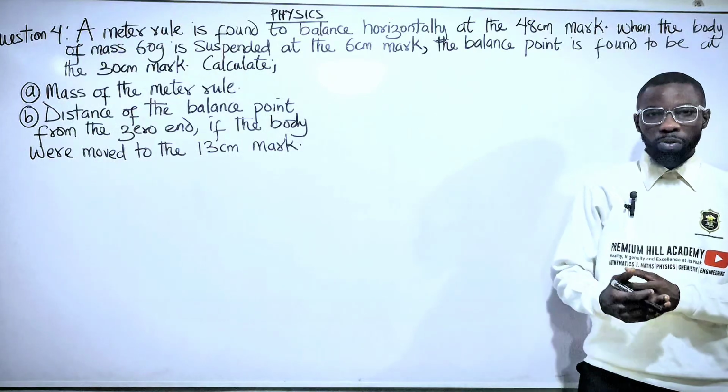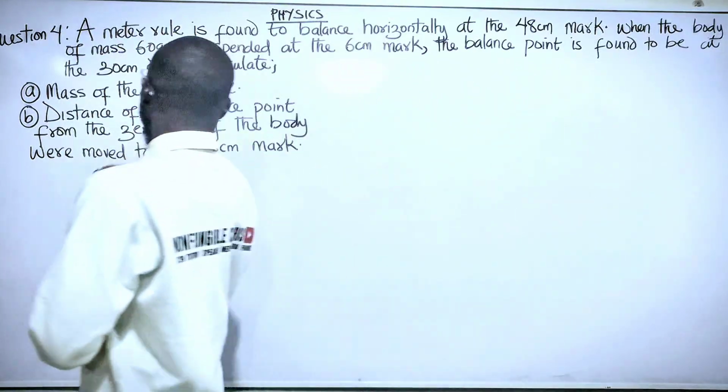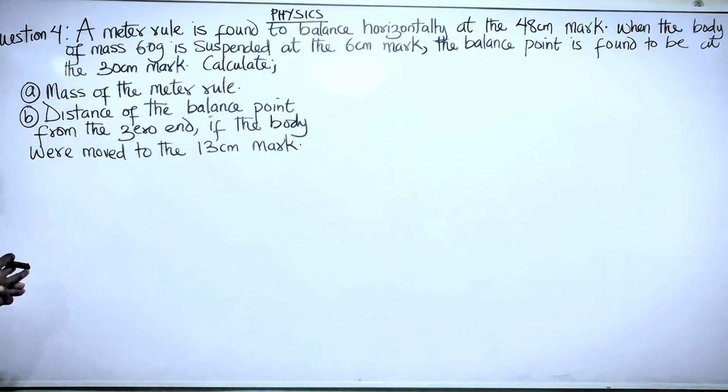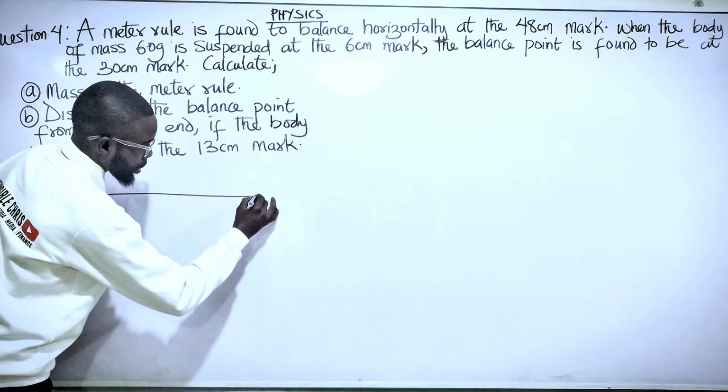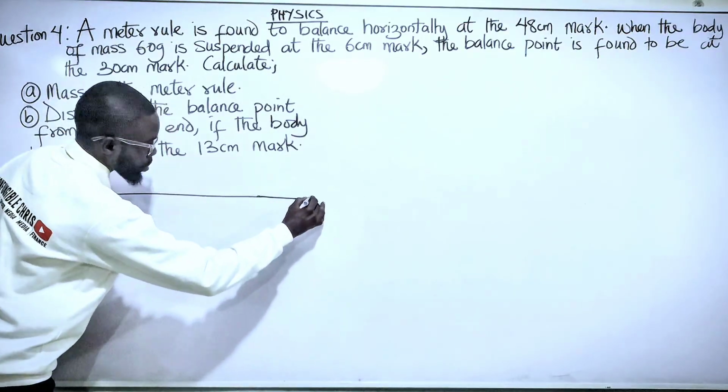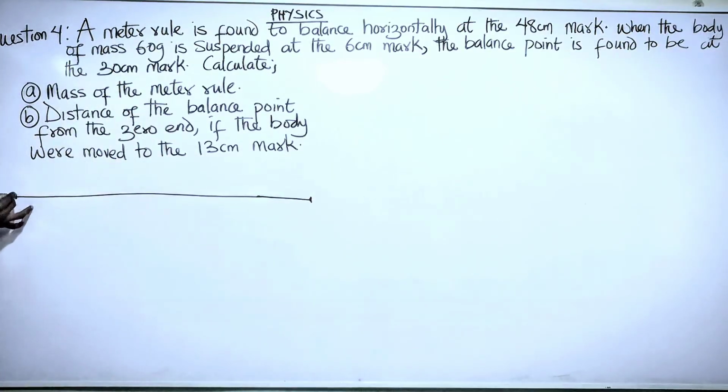Alright, so for question number 4, the question says a meter rule was found to balance horizontally at the 48 cm mark. So this is the meter rule. Let's look at this as our meter rule. And we're told it was found to balance at the 48 cm mark.